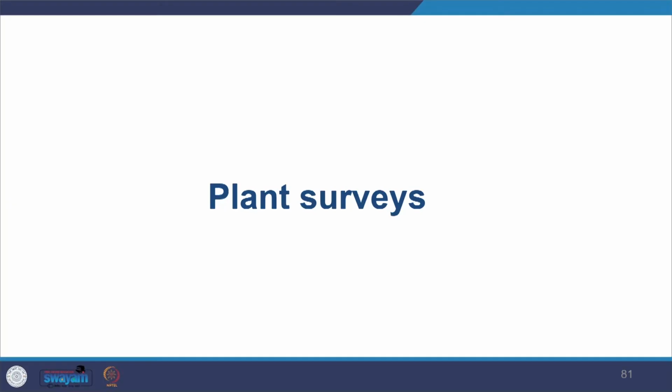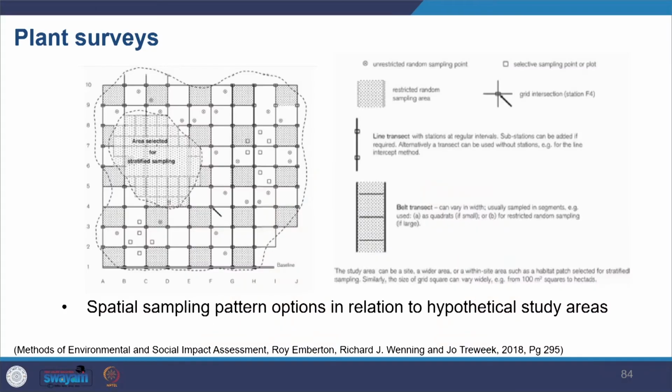And then, just quickly looking into different plant surveys. Now, the kind of surveys: you will need a plant survey. So you can do a vascular plant survey, which will be required, and you might need a taxonomic expert for this. In the diagram here, you can see the spatial sampling pattern option based on the hypothetical study area. You can see how the grids and plots are divided, and the small boxes show from where the samples are collected.